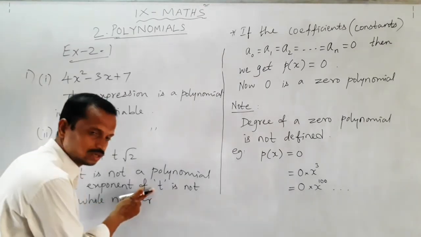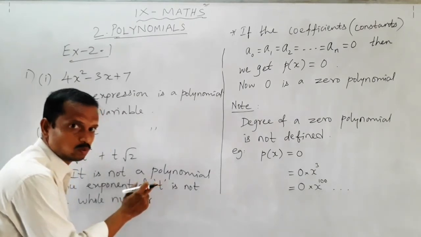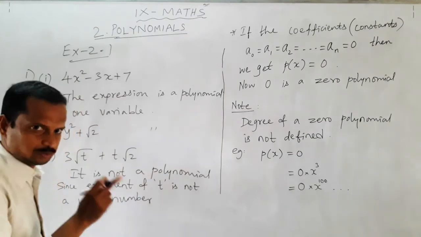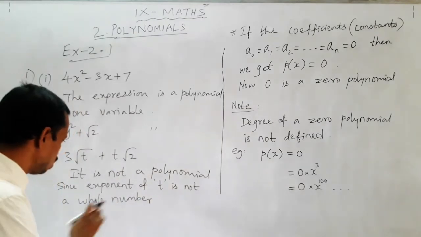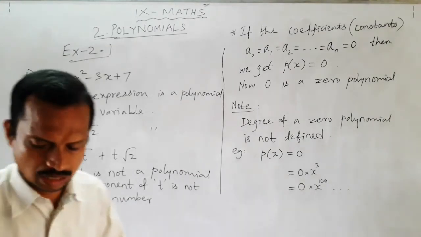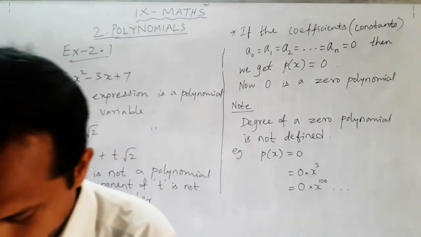I have given a single quotation. You don't take the t power 1 and all. Single quotation I have given. The exponent of the variable t is not a whole number. That is the reason why we are saying this is not a polynomial. Like that we can understand all these things.